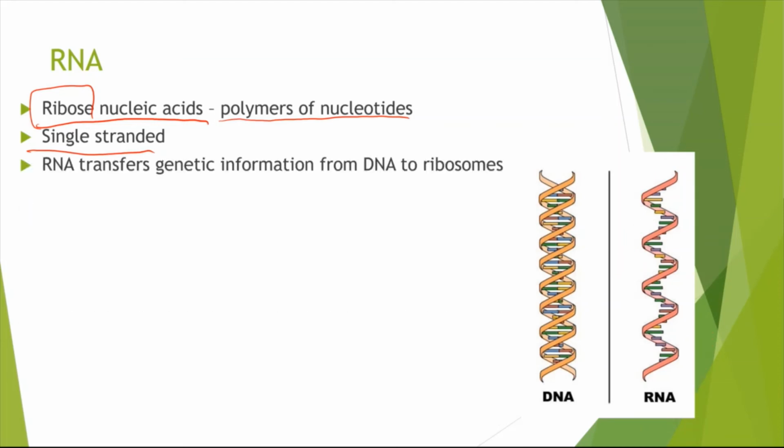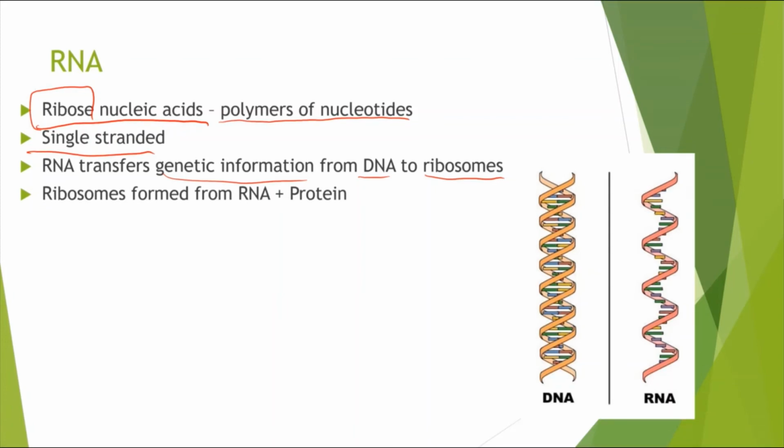And RNA transfers the genetic information from DNA to the ribosome. So that's what it does. That's the job of RNA. Next, the ribosomes are formed from RNA and protein. This is one of the mark points of this topic. So you need to know that RNA and protein are required to form the ribosomes.